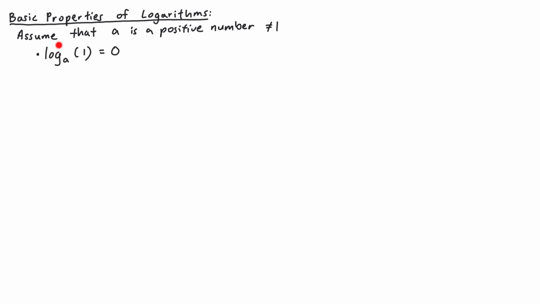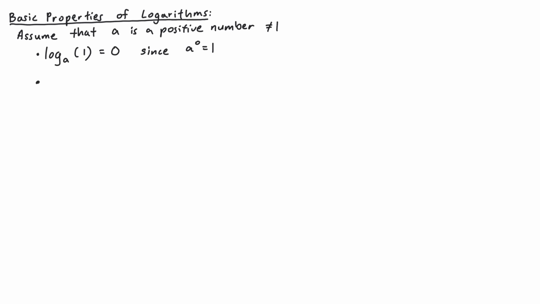This is because when we do this logarithm, we're thinking to ourselves, the base a here raised to what power gives us 1. And we know that for any number a, if we raise it to the 0th power, we always get 1. So the reason for this logarithm is because a to the 0th power is equal to 1.